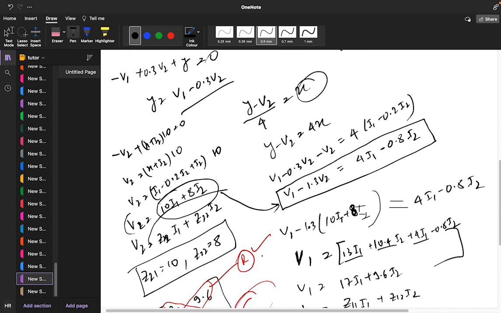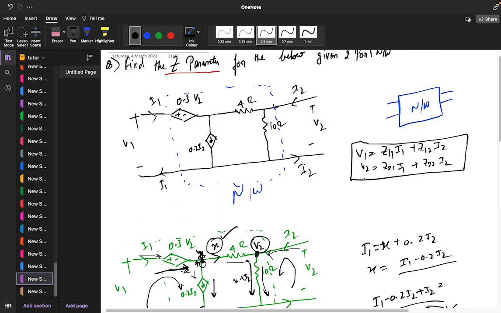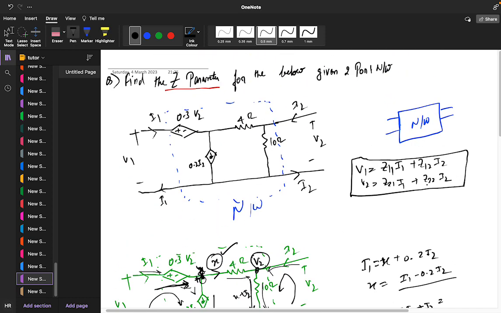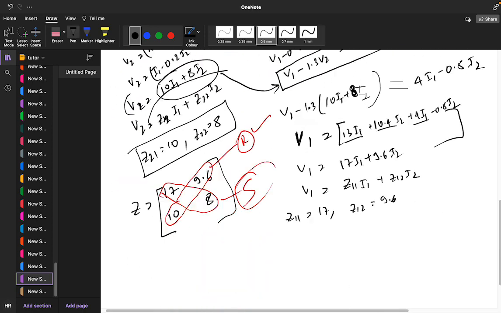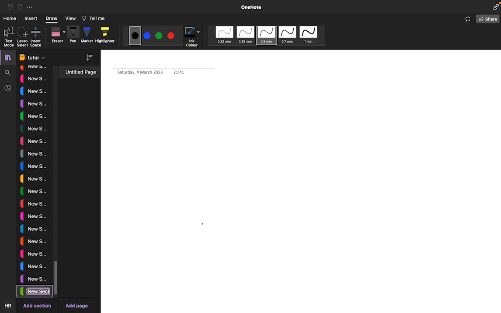In the examination they won't ask you to solve that much. They will just ask you to find the value of Z11 or H11 or H12 or H21. Only one value they will ask for a 2-mark question. So you don't need to solve everything. If they ask you to find Z12 only, what will you do? You will substitute Z12 as V1 by I2, making I1 equal to 0, put the values in the circuit and get the result, like the previous problem. This part is clear to everyone?